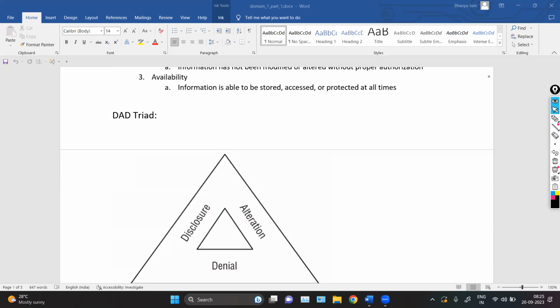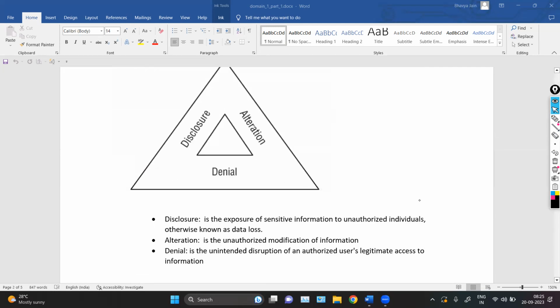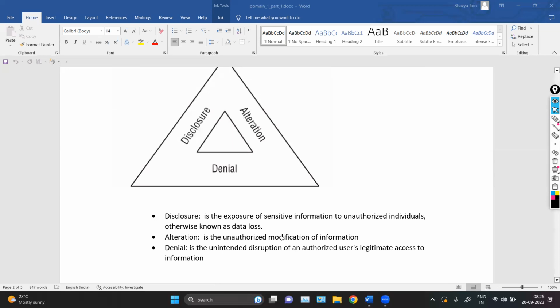First, disclosure: it is an exposure of sensitive or critical information to unauthorized individuals, otherwise known as data loss. Right, so that is disclosure. It is the violation of confidentiality, means your data is now available to every unauthorized user and can be read by anyone. Let's say you are sharing a password or some important data of your company, and now anyone can read your data. So that is disclosure of your information, which is also known as data loss or data leak.